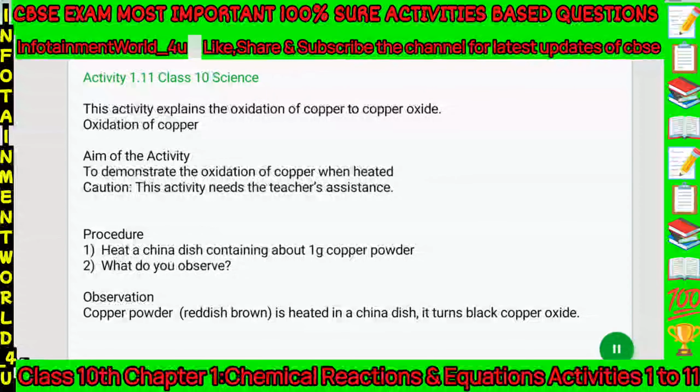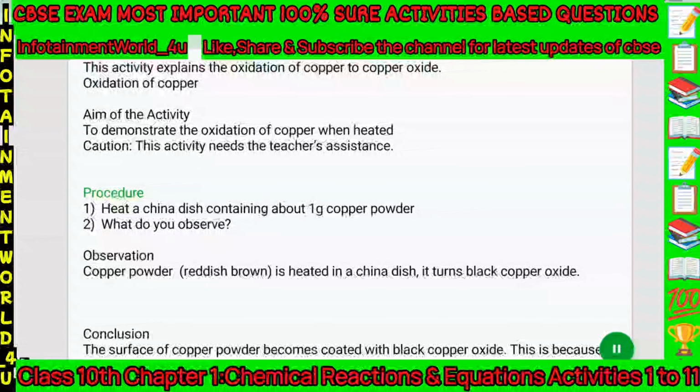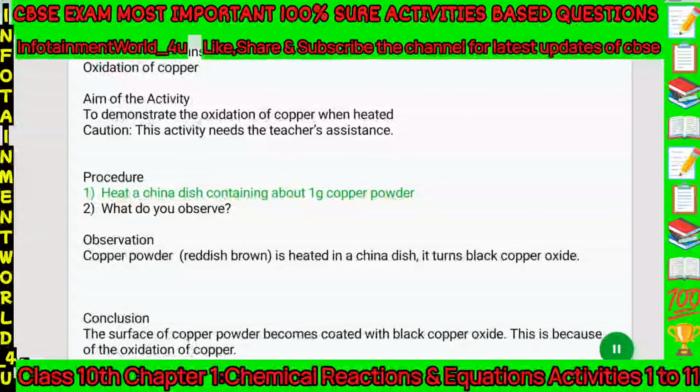Activity 1.11 Class 10 Science. This activity explains the oxidation of copper to copper oxide. Oxidation of copper. Aim of the activity: to demonstrate the oxidation of copper when heated. Caution: this activity needs the teacher's assistance. Procedure: 1. Heat a china dish containing about 1 gram copper powder.